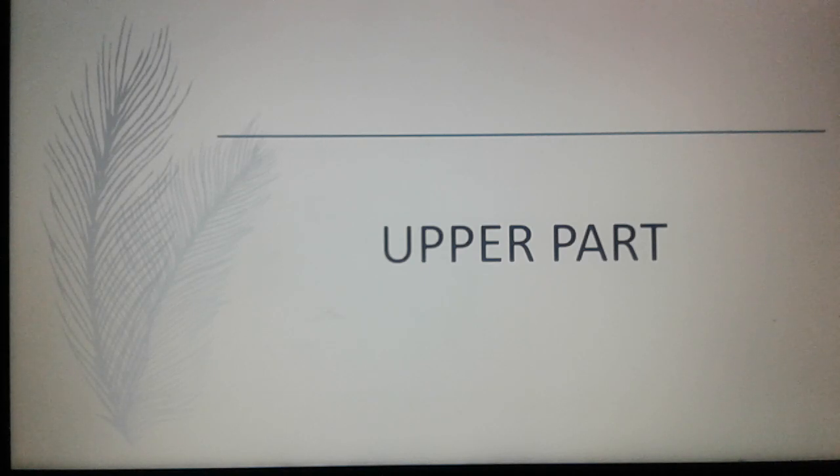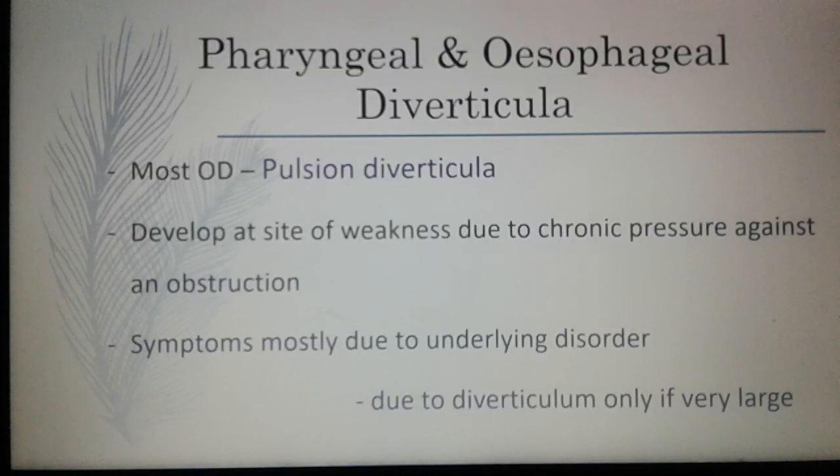Now in this group we are having 4 subgroups, just for your understanding. The disorders affecting the upper part of the esophagus, disorders affecting the middle part of the esophagus, disorders affecting the lower part of the esophagus, and disorders affecting throughout the esophagus, or it can affect the esophagus in a diffuse manner. Let's start with the upper part. The pharyngeal and esophageal diverticula affecting the upper part of the esophagus.